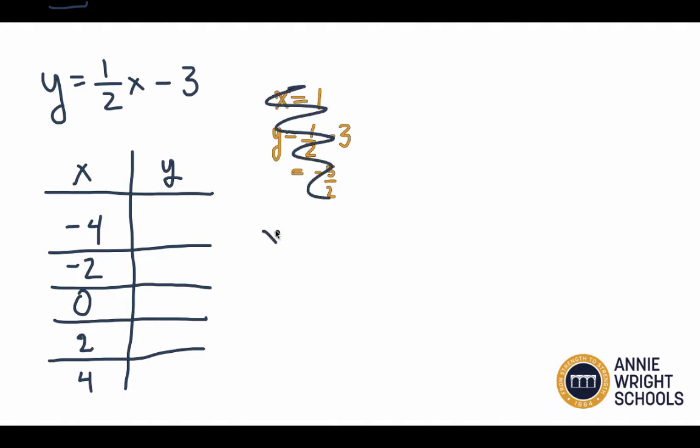So we've got x equals -4. When x is equal to -4, y is equal to 1/2 times -4 minus 3. Notice the opportunity this allows us to practice some of those things that we did in the first unit. A positive times a negative is a negative. 2 goes into 4 2 times. I get -2. Then I subtract 3 and I get -5.